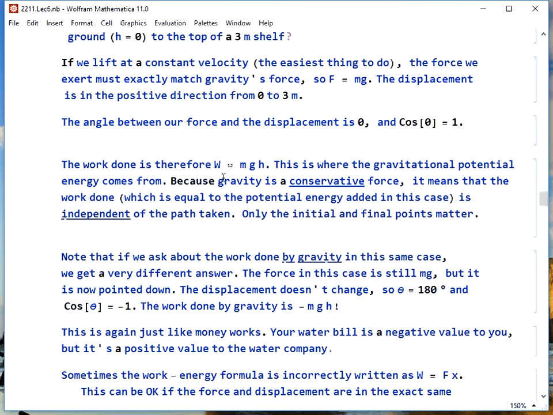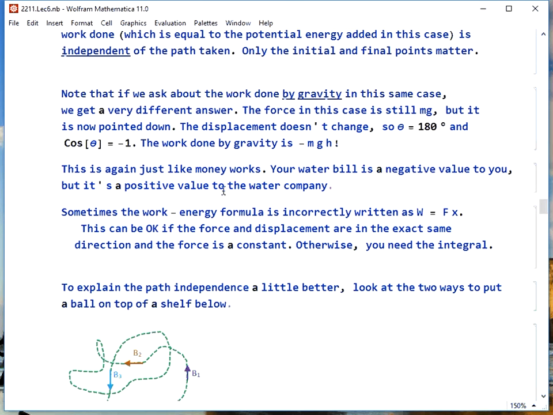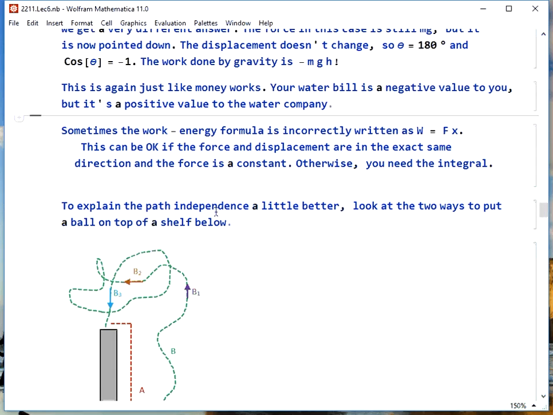Because gravity is conservative, that means we don't care about the path taken, only the initial and final points are important. If we ask about the work done by gravity instead of by us, we get a different answer. The force is still mg, but it's now downward since that's the direction gravity acts. The displacement doesn't change because the block is still moving up to the top of the shelf. So theta is 180, cosine theta is -1, and the work done by gravity is negative mgh. This is again just like the way money works. You consider your water bill a negative for your checking account, but it's a positive for the water companies.